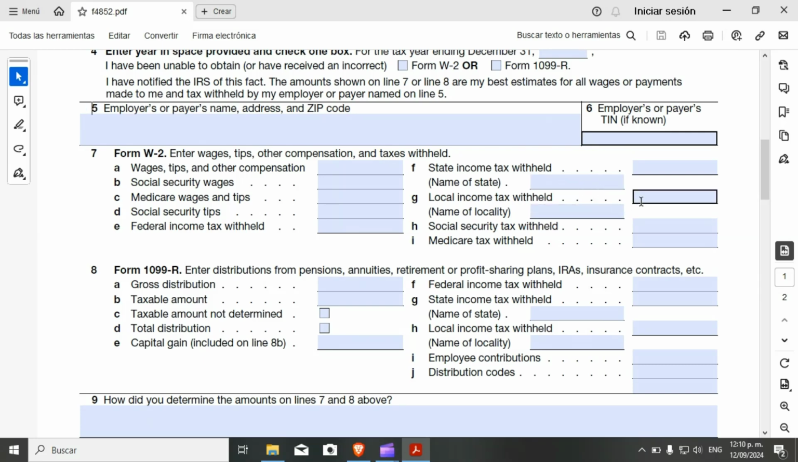You'd put the name of the local income tax here, as well as the name of the locality. You'd put your Social Security tax that was withheld here, as well as the Medicare tax that was withheld here, because you can get all of that back.